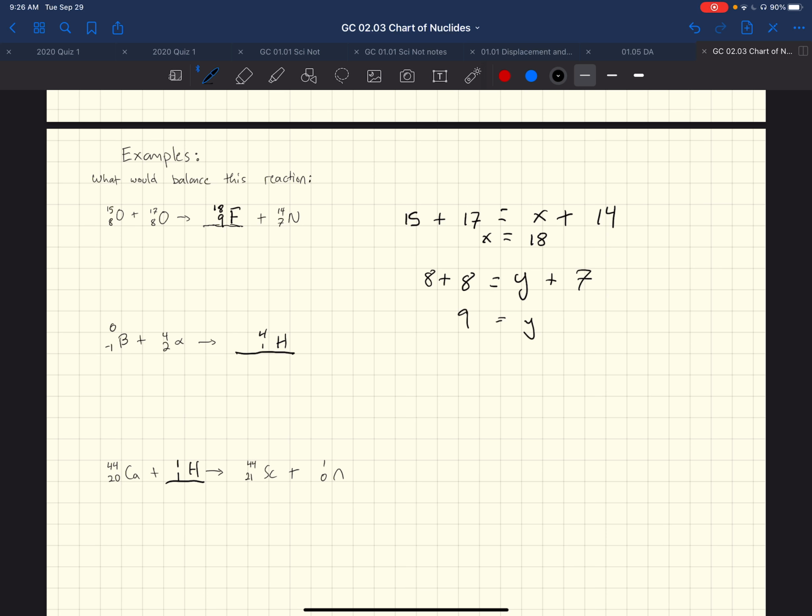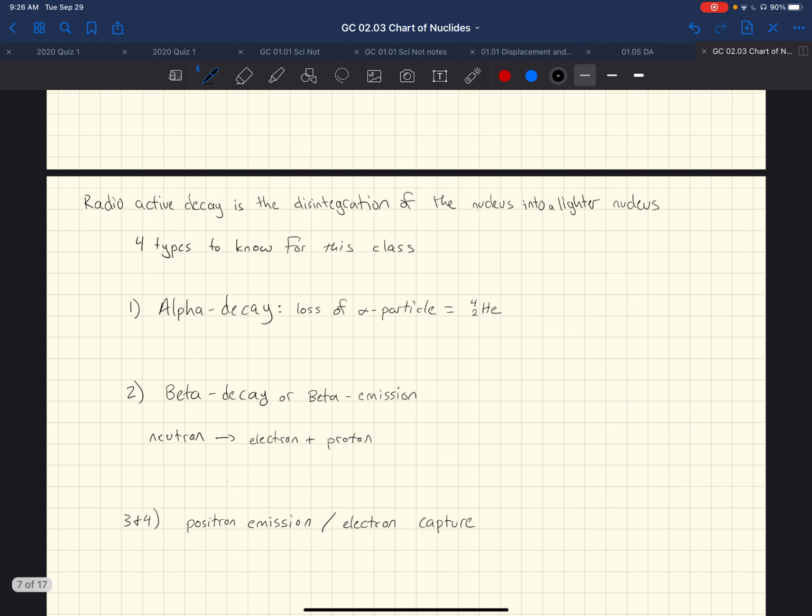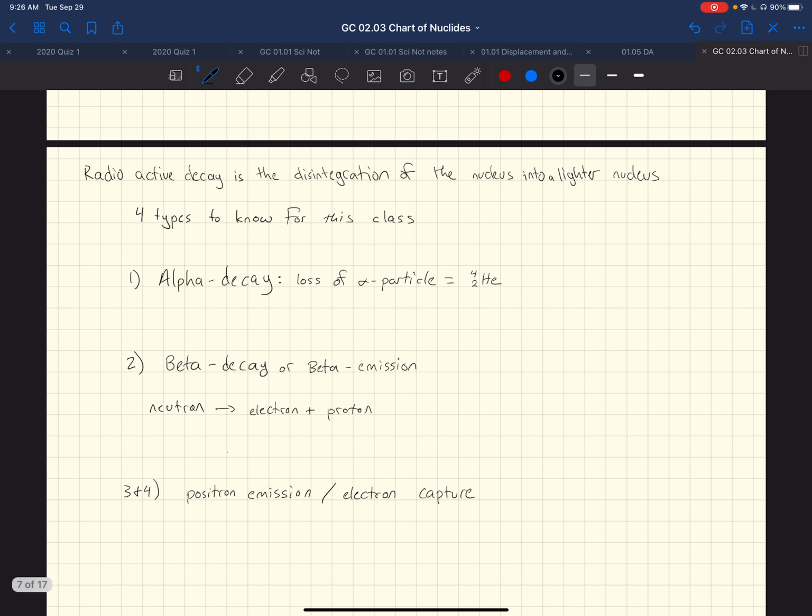All right, great. So let's talk about the types of nuclear decay. And there are 4 types that I'm going to ask you to know for this class. All right, and the first one is alpha decay. Alpha decay is loss of an alpha particle. And an alpha particle is the nucleus of a helium isotope, where you have 2 protons and 2 neutrons.